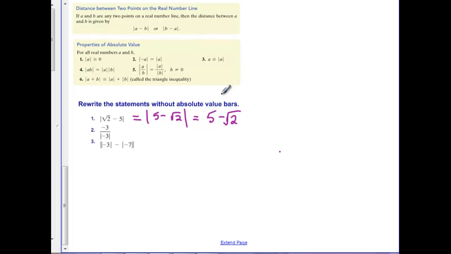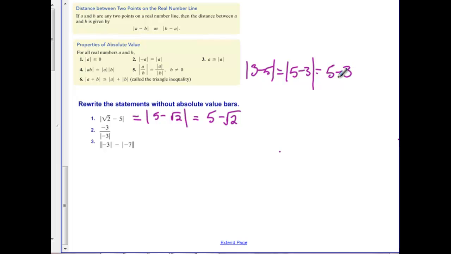So the not square root of 2 example, if we had something like 3 minus 5, the absolute value of that, you guys know that's negative 2. You take the positive, it's going to be 2. Well, we can rewrite that as 5 minus 3, which is 2, and then drop the absolute value bars, and then it's just the same as 5 minus 3.